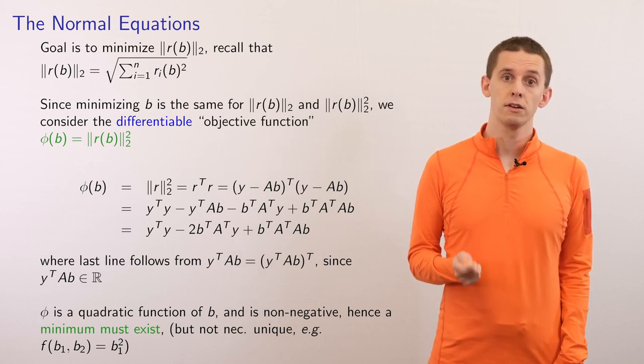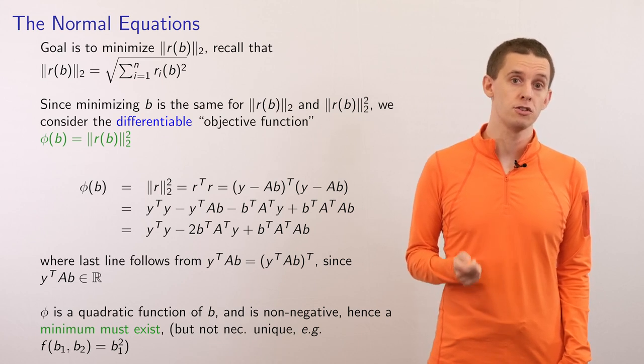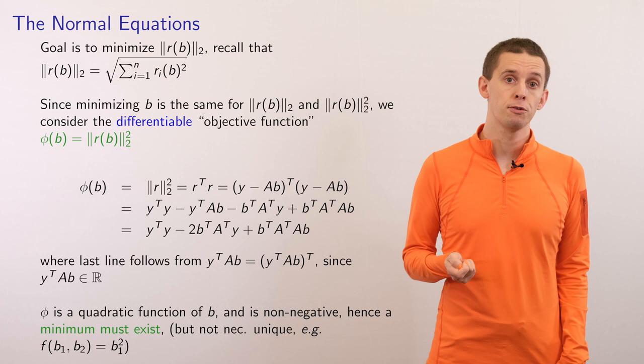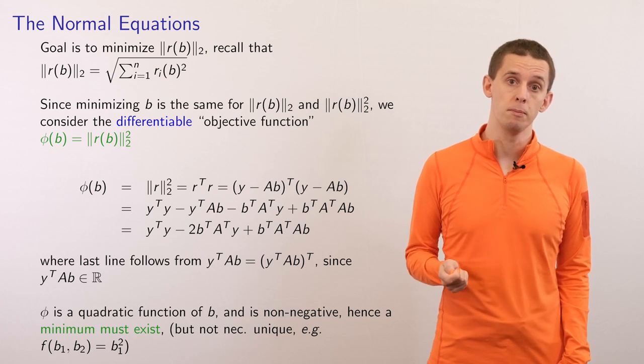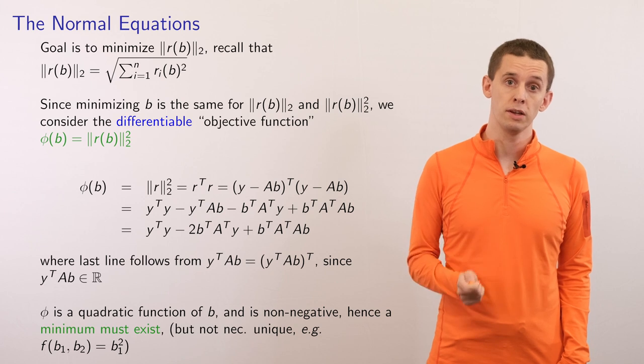So we'll note here that phi is a quadratic function, and by construction it's non-negative, and therefore it definitely has a minimum. The minimum might not be unique, but we definitely know there's at least one.